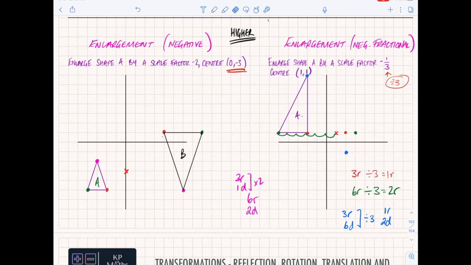Let's rub out that line that we used, and then we can join those 3 points together, because we know that is where my shape would be. Let's call that shape B. Okay, so that's how you actually do negative enlargement. That would only be on higher. That would not come up on foundation, remember. So that's only something you need to worry about if you are sitting in a higher paper.